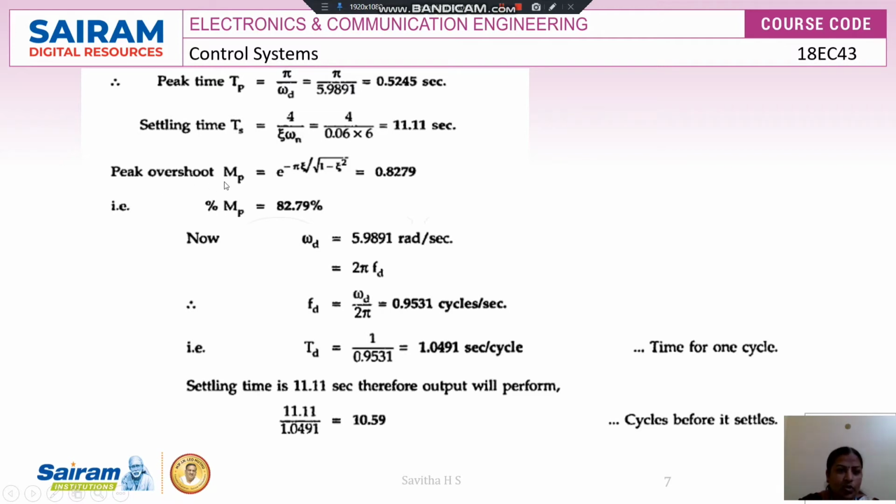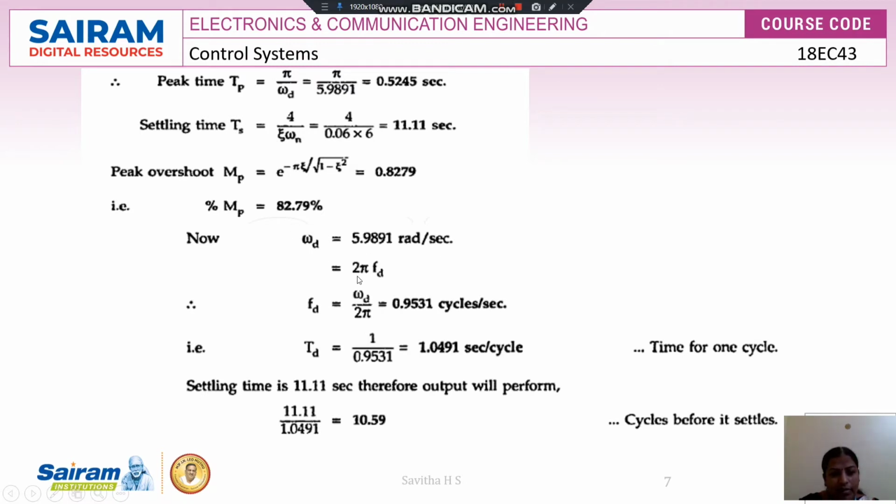Then the peak overshoot, that is Mp, is equal to e to the power of minus pi zeta divided by square root of 1 minus zeta square. Already we got the zeta value, so substitute the value and I'll get it as 0.8279. It should be in percentage, so multiply by 100, that is 82.79%.